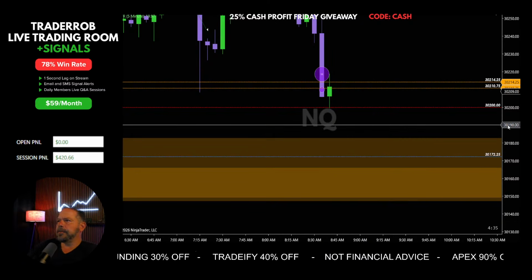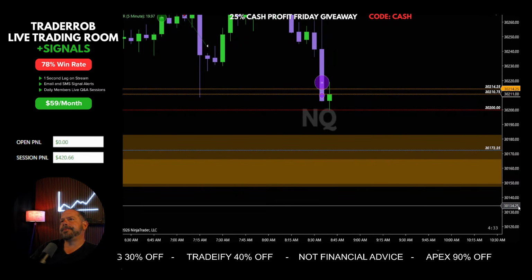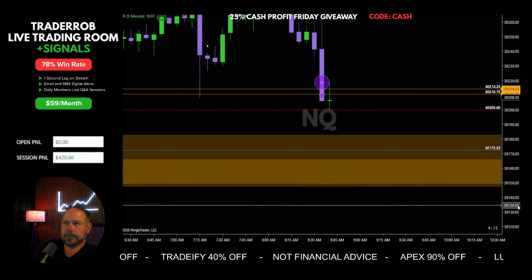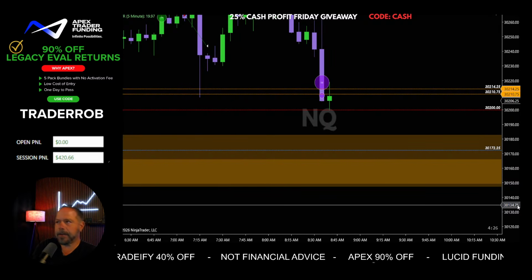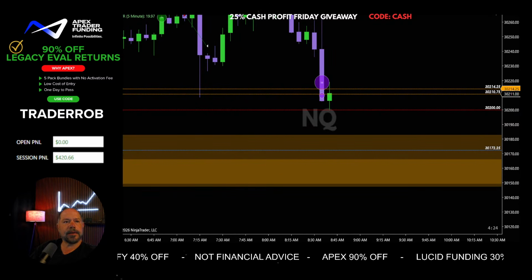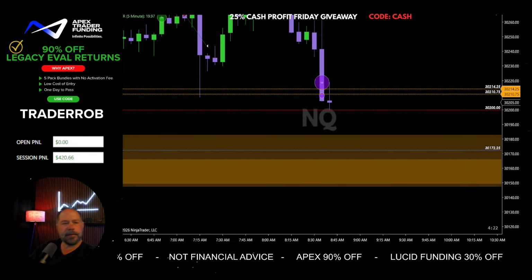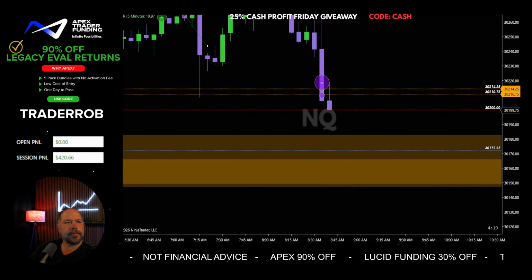Nice little bounce there off of the pre-session point of control. Again, kind of a pain in the ass because I've got to go in and put all these lines in myself. It's just a pain.